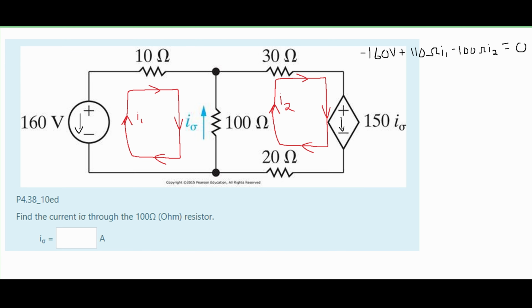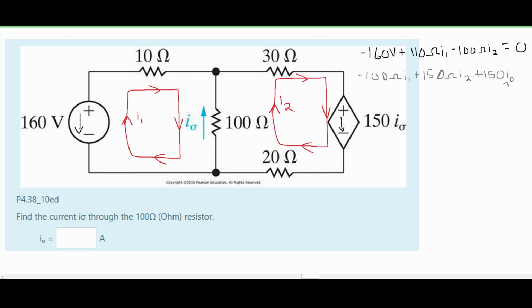Now we're going to look at I2. For I2, we have the negative 100 ohms, that's for I1 going in the opposite direction. So we're going to have negative 100 ohms for our I1. Now we can add all of our I2s together, which is the 100, 30, and 20 ohm resistor. This is going to give us 150 ohms of resistance for our I2. Now we have a voltage. We have 150 volts, and this is being multiplied by our I. We can notice that it's going in the same direction as our current, so we're going to have a plus here, 150 times our I.